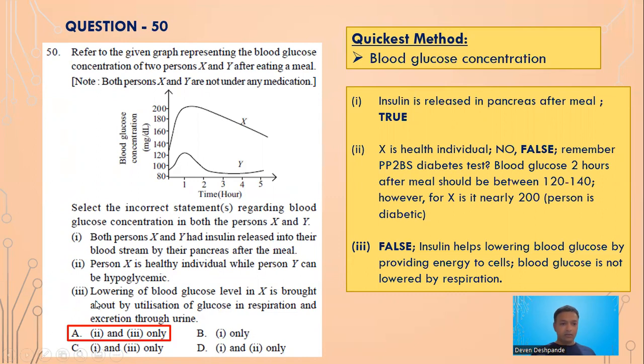And then what is 3? Lowering of blood glucose level in X is brought about by utilization of glucose in respiration and excretion through urine. No, actually, person X will have to take insulin, isn't it? Because the person will have to take tablets. If you have high glucose, you either have to take insulin if the glucose level is too high, or you have to take the diabetes tablets, by which the blood glucose level could be brought down. But definitely it is not brought down by respiration. Once the glucose is absorbed in the blood, you may excrete it through urine, but the main thing here is it is to be brought down by either tablets or by insulin.